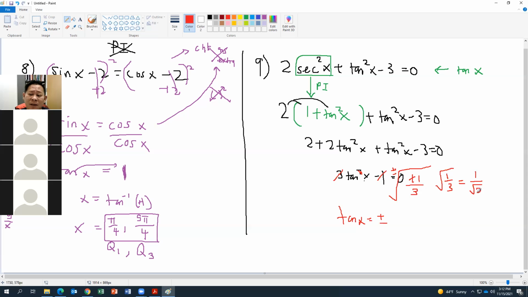Can someone tell me what you get when you rationalize this denominator? 3. So you get √3/3. And don't forget the plus minus because of the square. Now you move the tangent over, so you will get arctangent of this. Now, how many answers will you get for this kind of questions? 4. You will get 4 answers due to the plus and minuses.